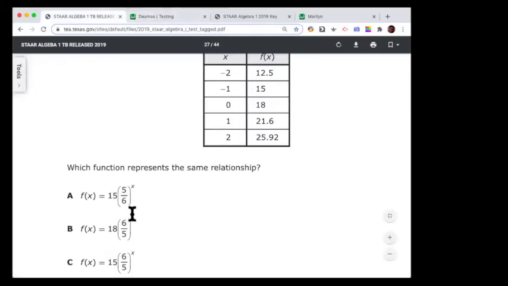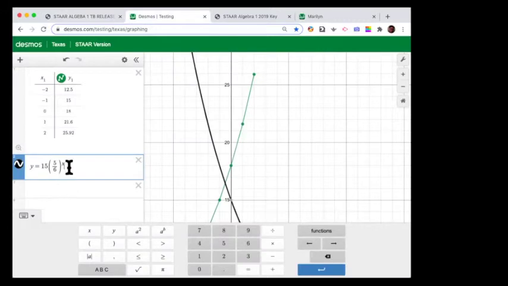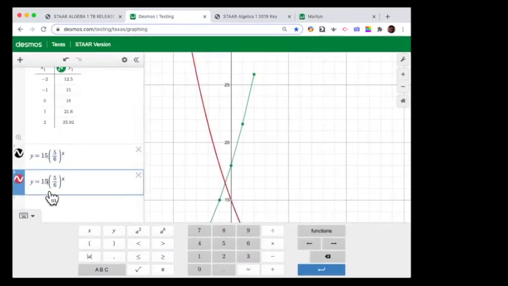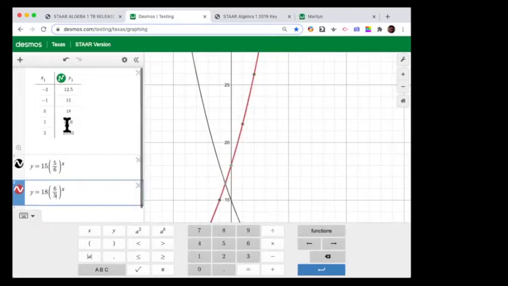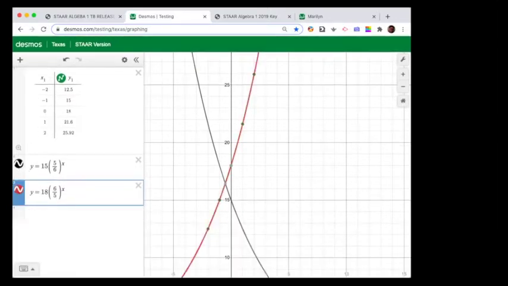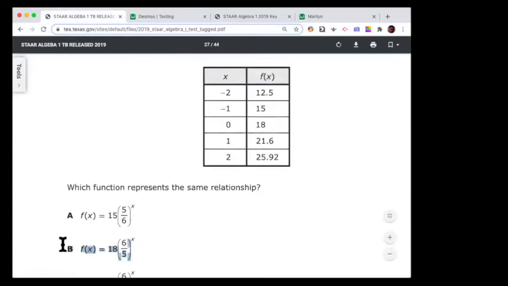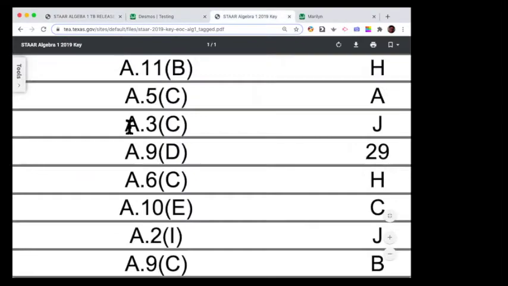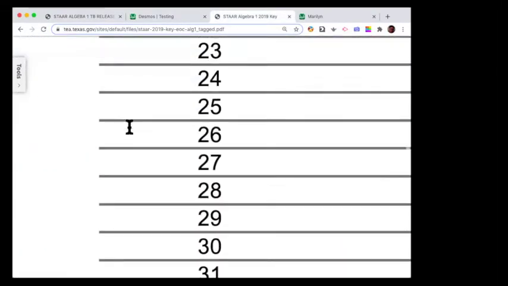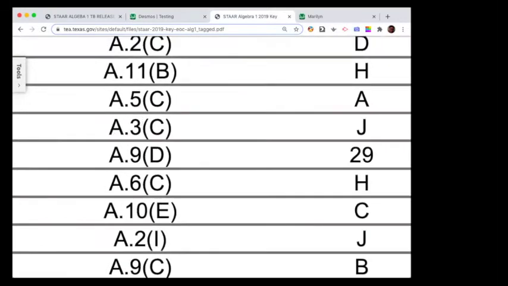So my next one, it's 18 times 6/5. All right. I'm just going to copy this here. And this equals 18 times 6/5 to the x. Okay, and in fact, that hits right through the points that we were looking at in the table. You turn that off, you see that the values in the table match exactly. That answers our question of which function represents the same relationship. So we're confident in choosing B. Okay, we'll look over at our answers. And that's 31, and the answer is B. Thank you, Desmos.